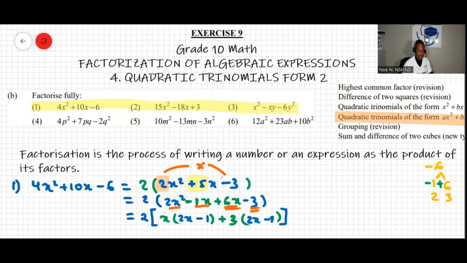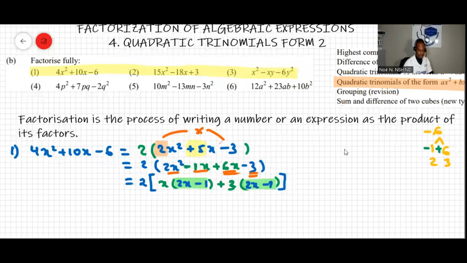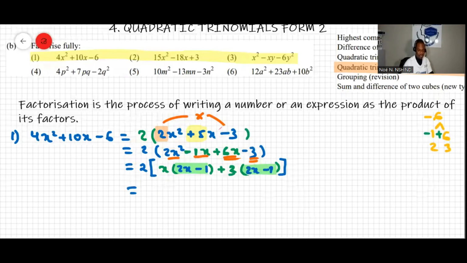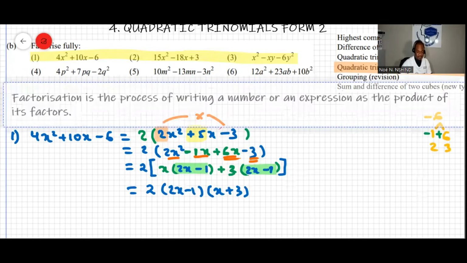As I said, notice that this bracket has to always be the same. Now this will be 2, and then 2x minus 1, and then x plus 3. I do 2x minus 1 and then x plus 3 there, and we have the 2 out there. This is fully factorized.